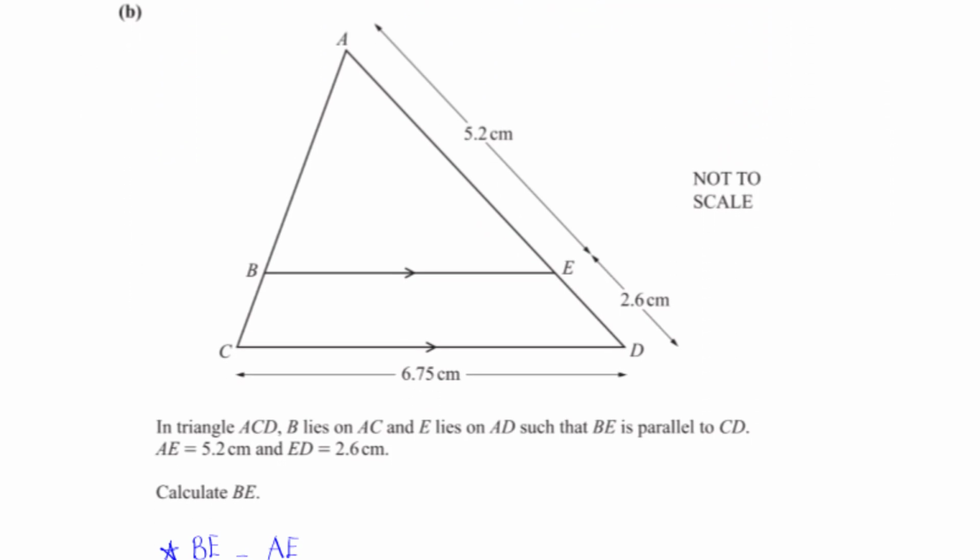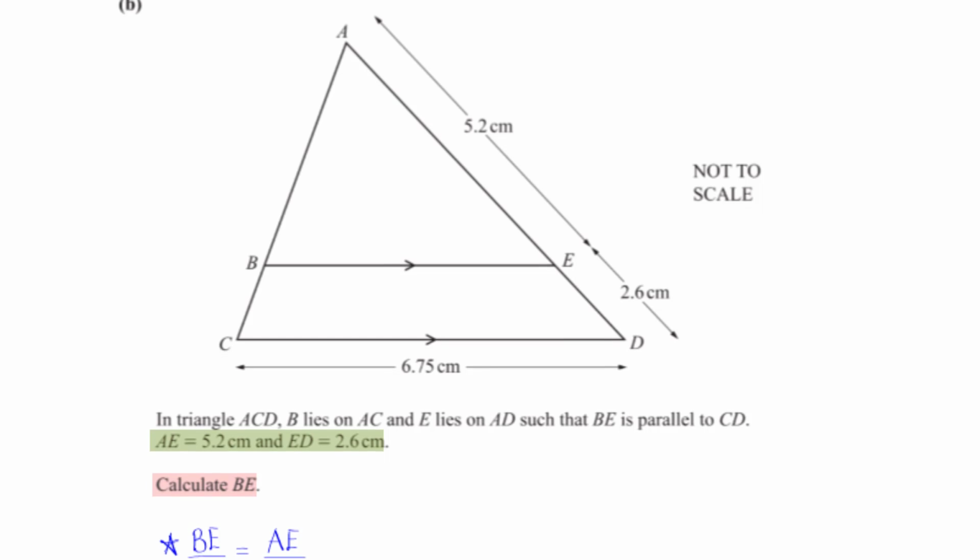In triangle ACD, B lies on AC and E lies on AD such that BE is parallel to CD. AE equals 5.2 centimeters and ED equals 2.6 centimeters. Calculate BE. By looking at the illustration, we can see that we have two similar shapes, and so we can set up our ratio to find the length of BE.